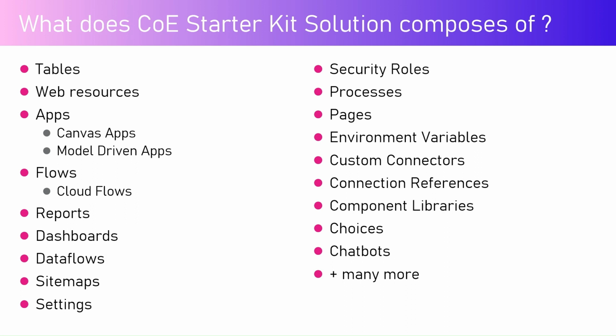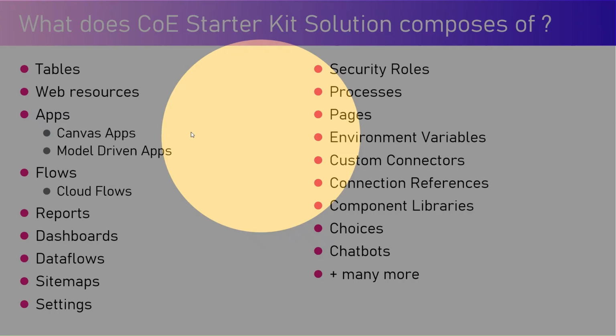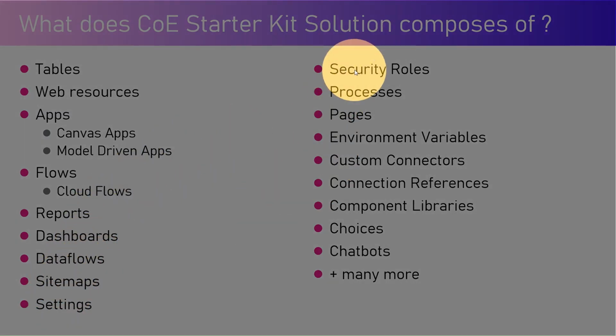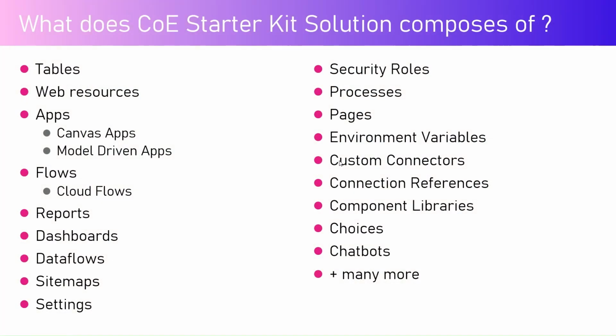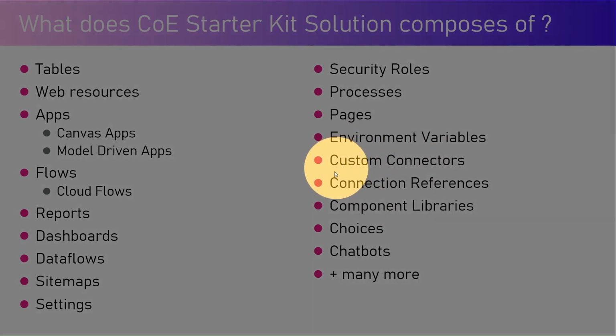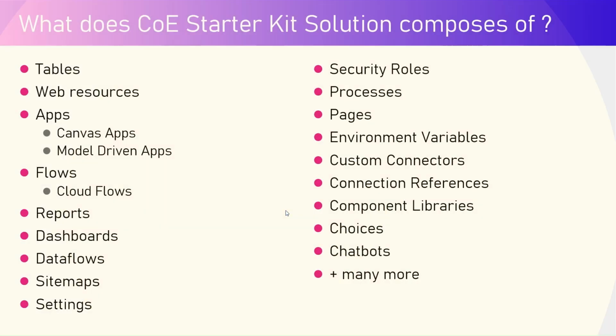tables, flows, reports, dashboards, dataflows, sitemaps, settings, security roles, processes, pages, environment variables, custom connectors, connection references, component libraries, choices, chatbots, and many more. So it contains many more than what is provided within this list. But the main part which you need to focus on is the apps, which are segregated into Canvas apps and model-driven apps, flows, cloud flows, and some tables and web resources.